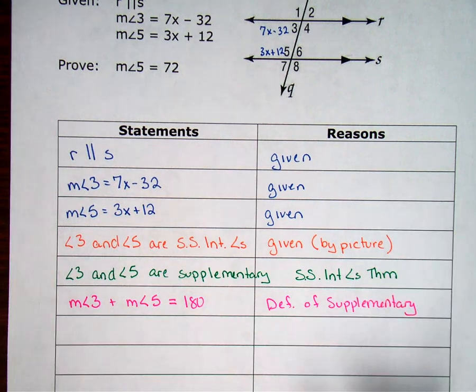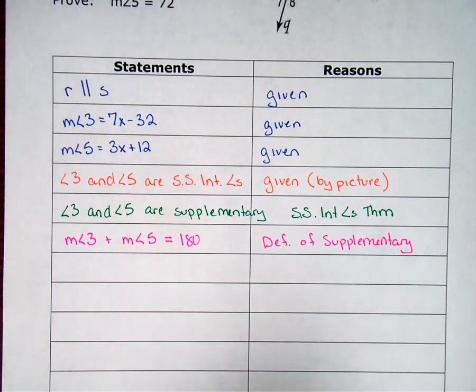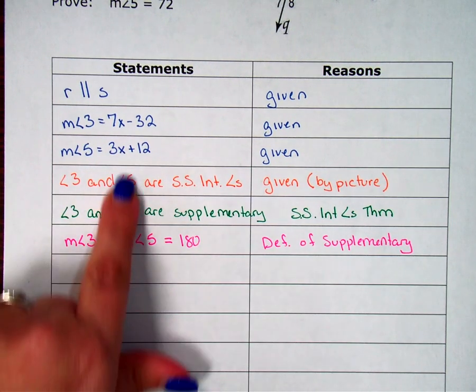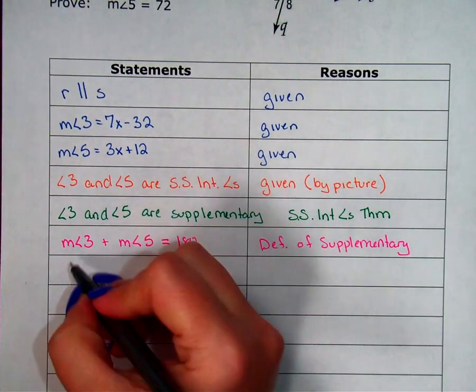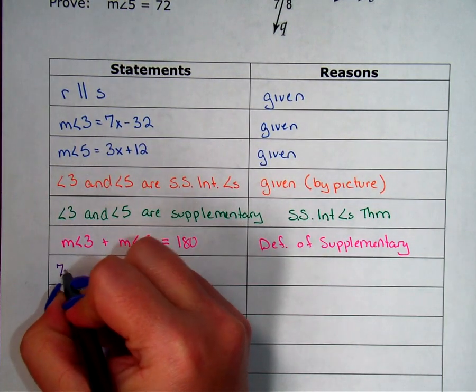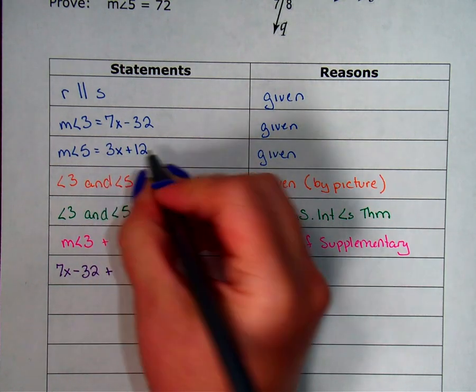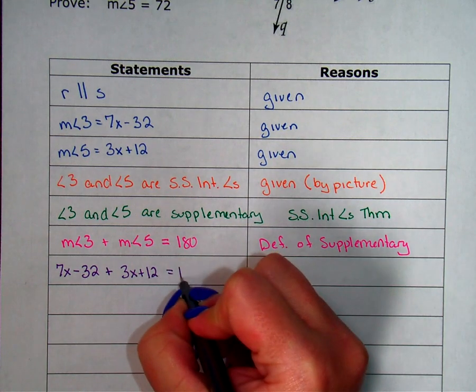You're probably at this point thinking the same thing I would be thinking. Can we just write the equation already? Yes, we can. Because now we can substitute what the measure of angle 3 equals, and we can substitute what the measure of angle 5 equals. So I can do, the measure of angle 3 is 7x minus 32, plus the measure of angle 5 is 3x plus 12, and that equals 180.